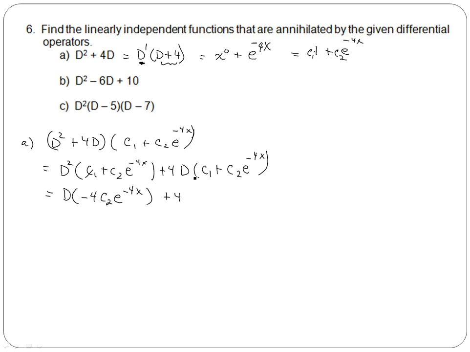Plus 4. Taking my derivative on this term, again I'm doing the derivative which I applied here. It's going to give me negative 4 c2 e to the negative 4x. And then here I apply the derivative one more time. So I'm bringing down another negative 4, so I get 16 c2 e to the negative 4x. Multiplying here by 4 gives me a negative 16 c2 e to the negative 4x. And notice that gives me a 0. So that checks my answer.